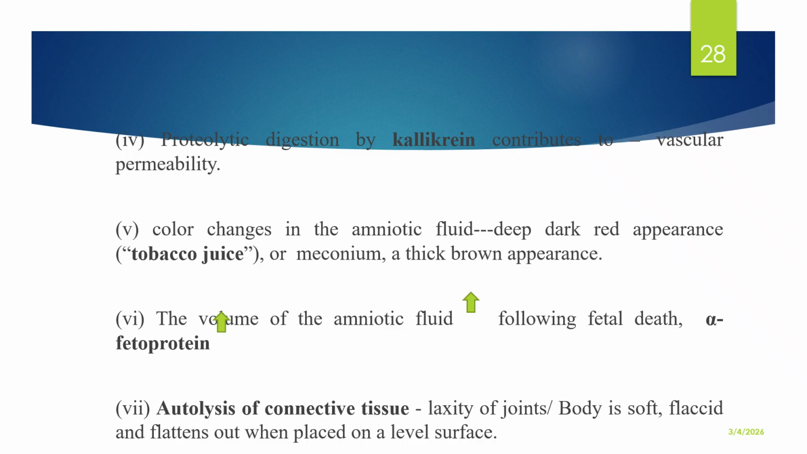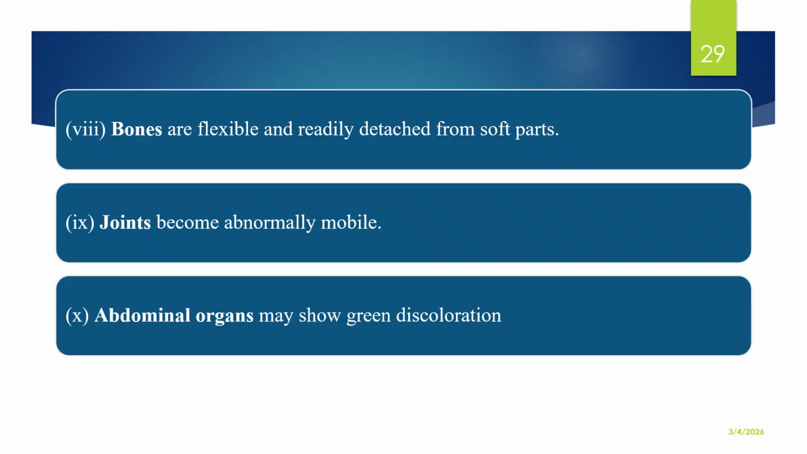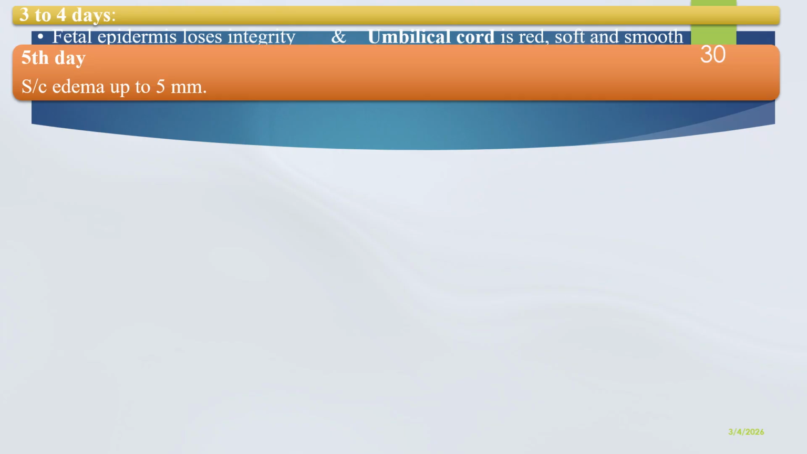The body is soft, flaccid, and flattens out when placed on a level surface. Bones are flexible and readily detached from soft parts. Joints become abnormally mobile. Abdominal organs may show greenish discoloration. At 3 to 4 days, you will see the fetal epidermis loses integrity. The umbilical cord is soft, red, and smooth.